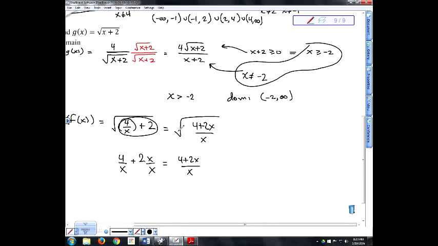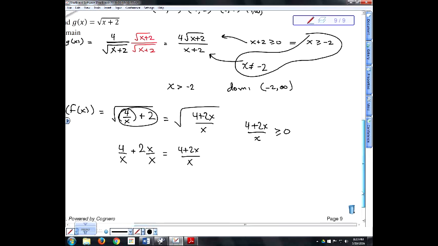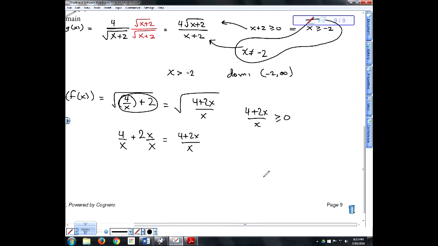Since we're taking the square root of an expression, this expression here, 4 plus 2x over x, has to be greater than or equal to 0. Now, this is called a rational inequality. This is supposed to be part of what's taught in 1010. A quick little review of solving a rational inequality. One of the sides needs to be 0, so that checks out. The right side is 0. Once that's done, you need to find what are called the critical values. The critical values are numbers that make the numerator equal 0 and the denominator equal 0.